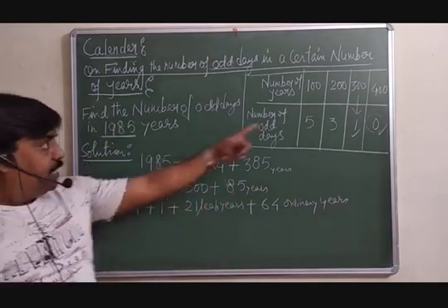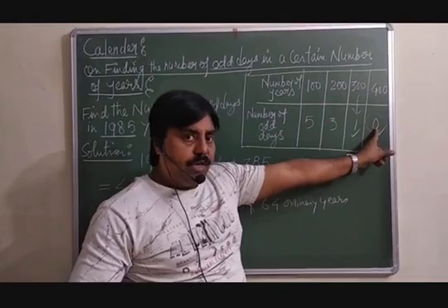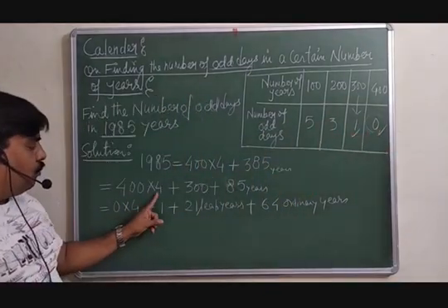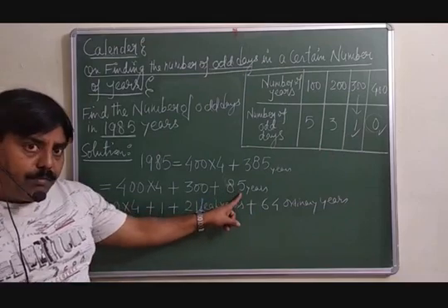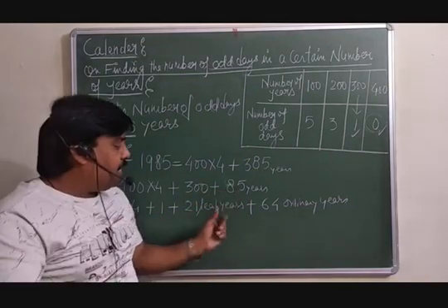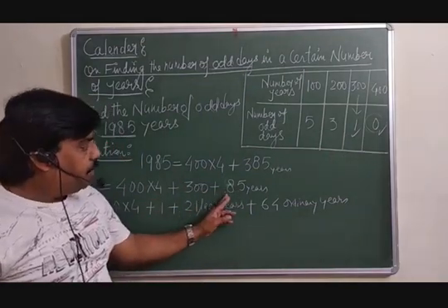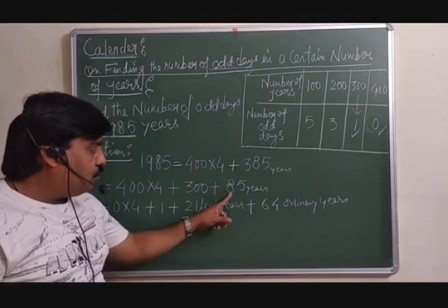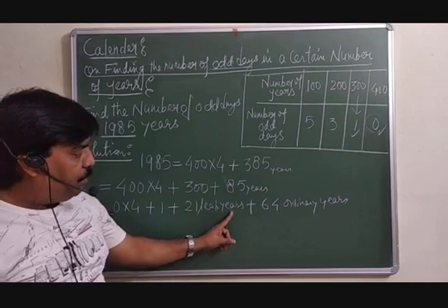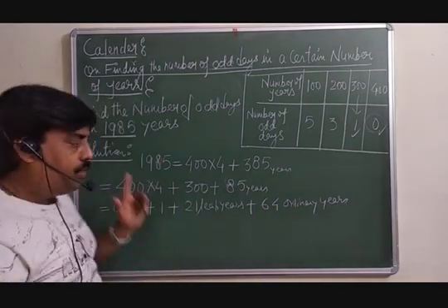In 400 years, number of odd days are 0. So you must write down 0 into 4. In 300, number of odd days are 1. 85 years में कुछ leap years, कुछ ordinary years होंगी. तो how come to know the leap years? Divide this by 4. And you must write down the quotient. Simply 4 2 ja 8, 4 1 ja 4. 21 will be the leap years and the rest of the years will be your ordinary.